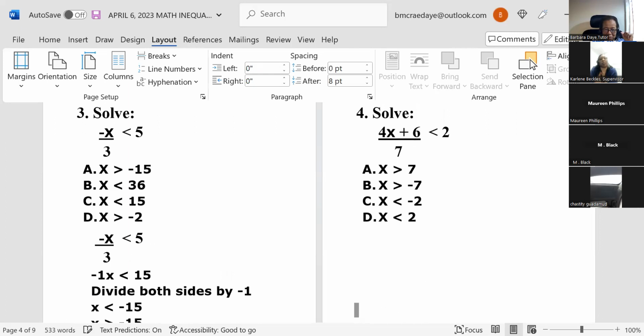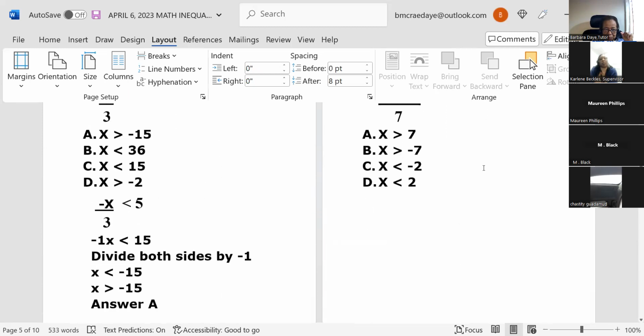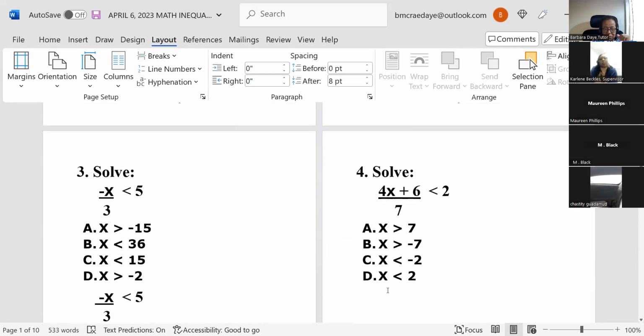Number 4. I want you to try number 4. Very similar to number 3. 4x plus 6 over 7, very similar, just like you multiplied by 3 over here. You have to multiply both sides by 7. So do that. Tell me what you get.